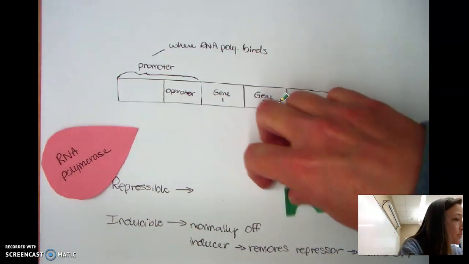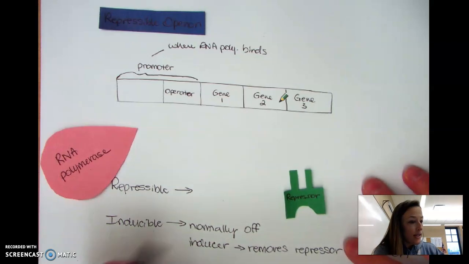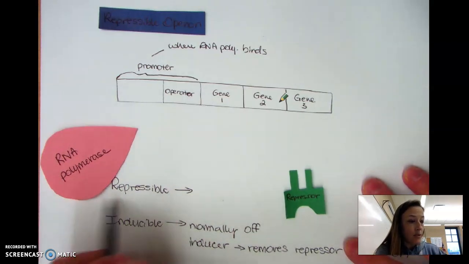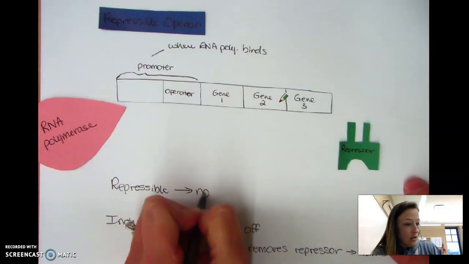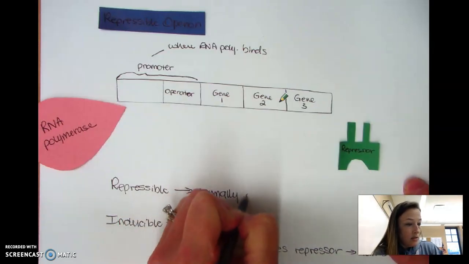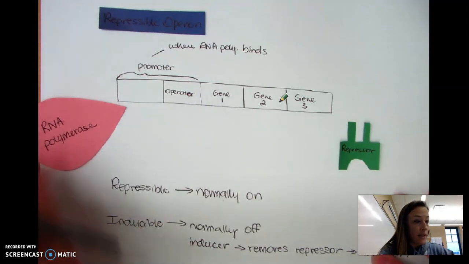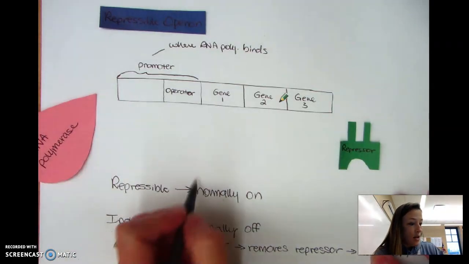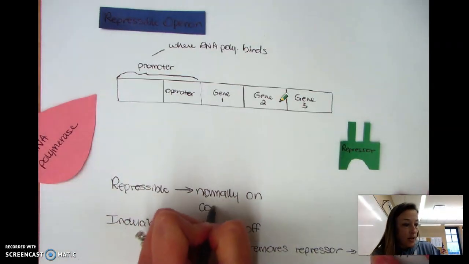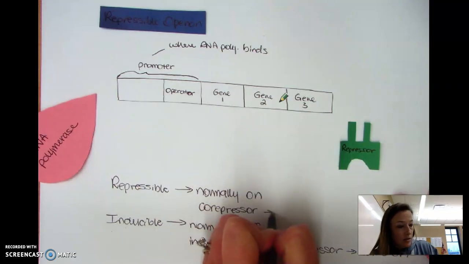All right, I can explain the functions of the components of a repressible operon. A repressible operon, let's put that up there. Repressible means able to be repressed or able to be turned off. So these are going to be normally on in this case, and that means you're normally transcribing and making whatever it is. But in this case, when we want to turn it off, we need a co-repressor.